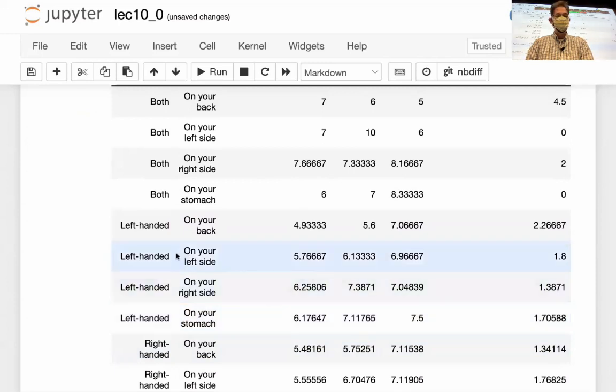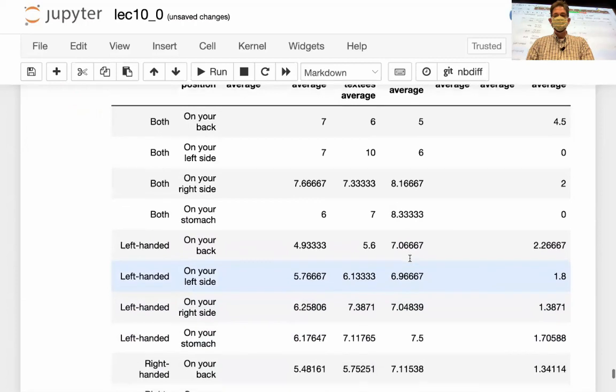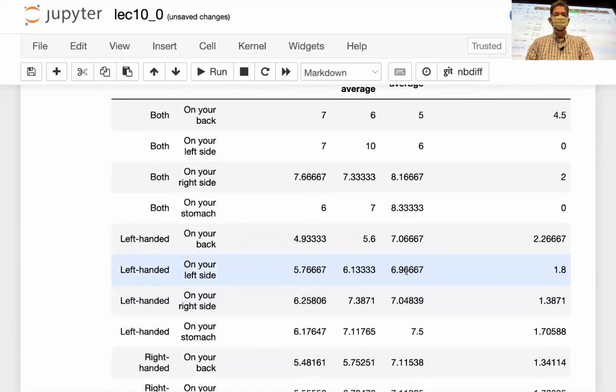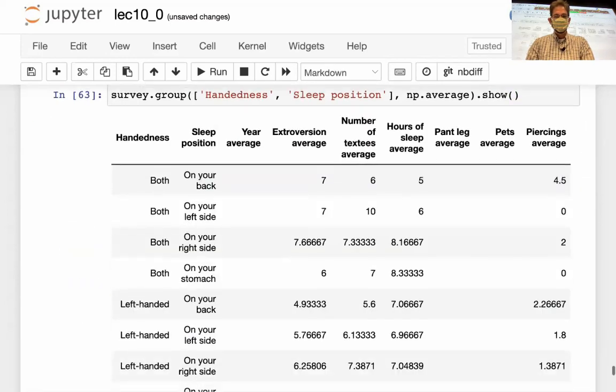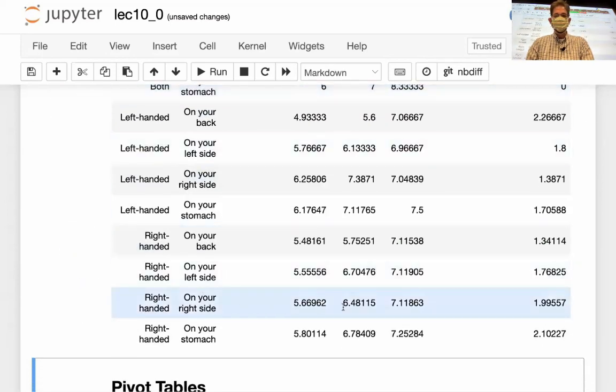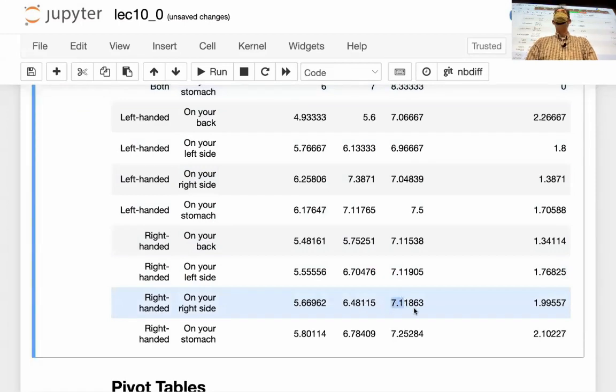So if you're left-handed and you sleep on your left-hand side, your average hours of sleep is 7. If you're right-handed, I've got to show the whole table. If you're right-handed and you sleep on your right-hand side, well, your average number of hours of sleep is 7.1. It's so comfortable, I guess, on your right-hand side. You might ask yourself, is 7.1 really very different from 6.97? Is this just in the noise, or is this an actual difference?